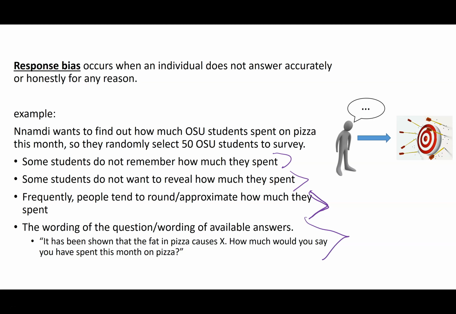And then absolutely the wording of the question and the wording or options for the answers can make a huge difference. So he could have written a very, very loaded question, like, it's been shown that the fat in pizza causes X disease. I don't know. How much money would you say you've spent on pizza this month? That might really make people hesitate. So it's very, very easy to get inaccurate responses.